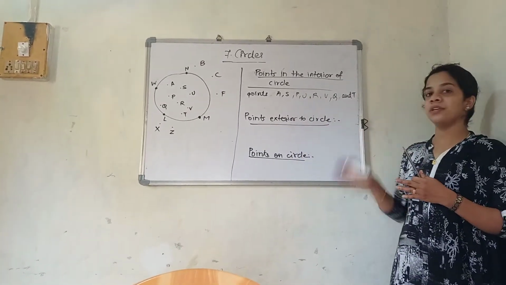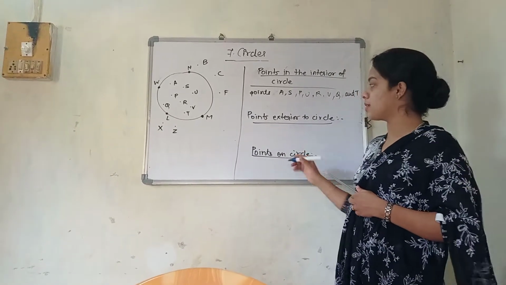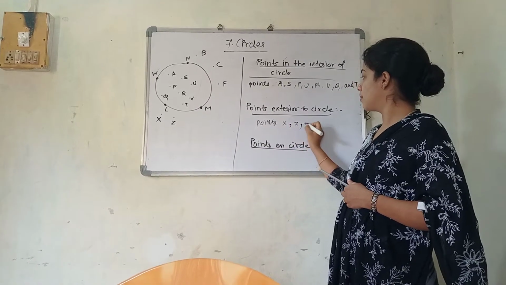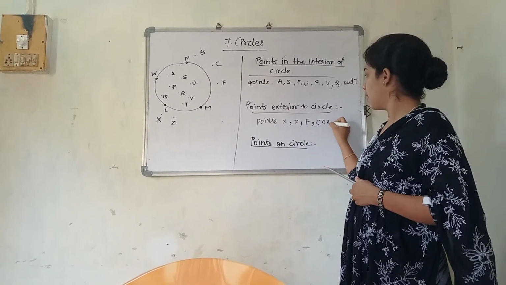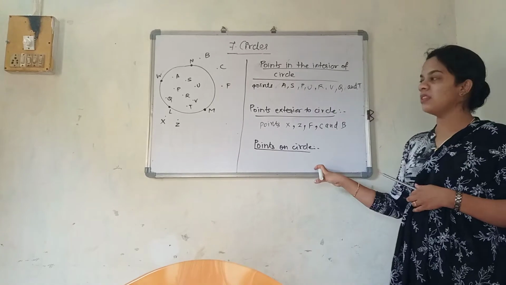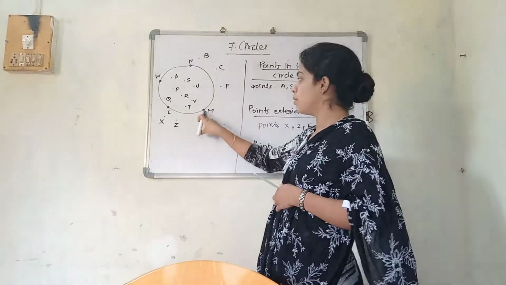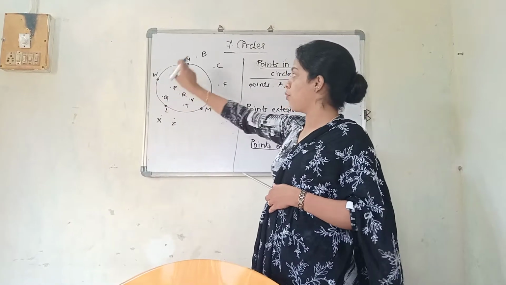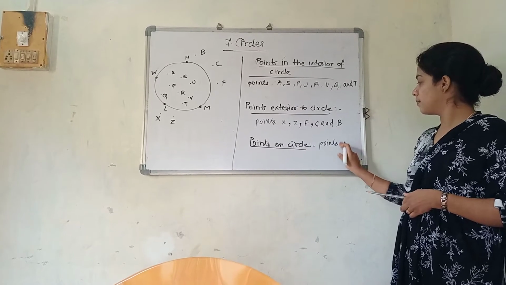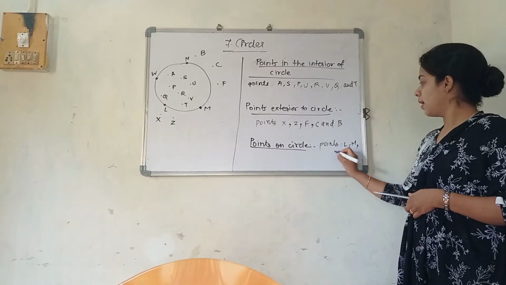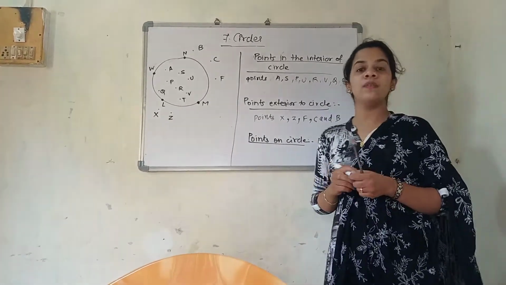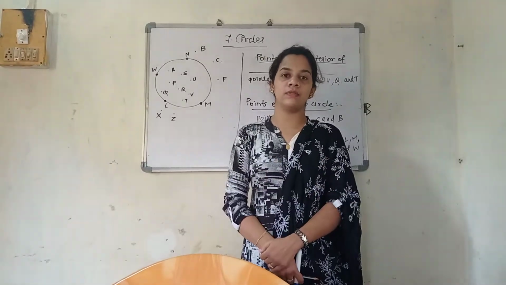The next one, points exterior to the circle. Exterior means outside the circle. Which are the points outside the circle? Points X, Z, F, C and B. These exterior points are outside the circle. And points on the circle are those coming on the border of the circle. You can see M is on the border, L is on the border, W is on the border and N is on the border. So points L, M, N and W are the points on the circle. We will see the next part, that is arc and circumference of the circle.